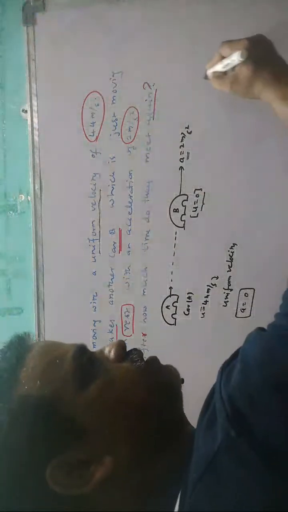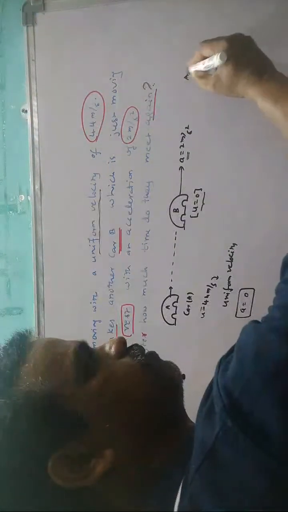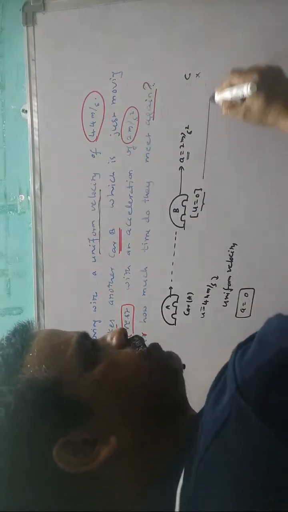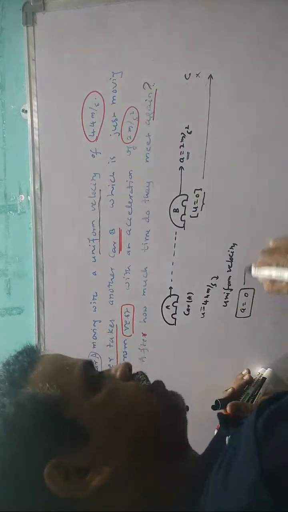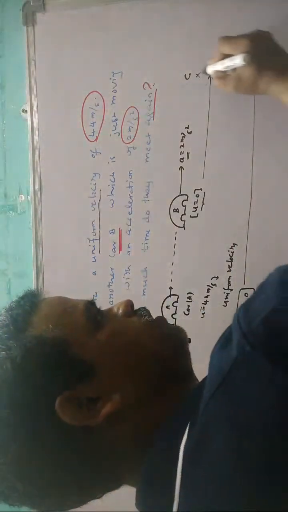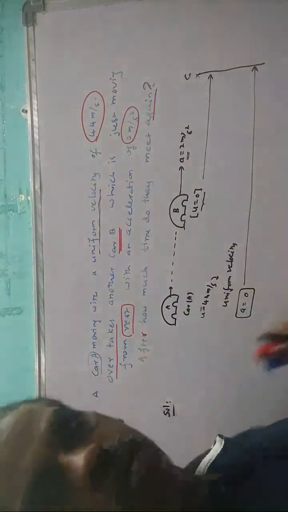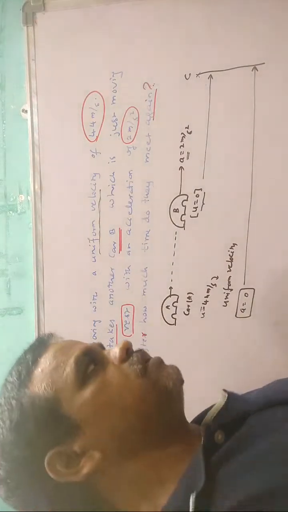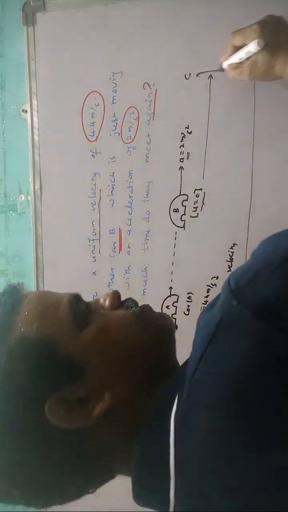So it is moving. For example, here the point C, car B reached here, then car A reached here. At this point, the two cars meet again. The two cars meet here.